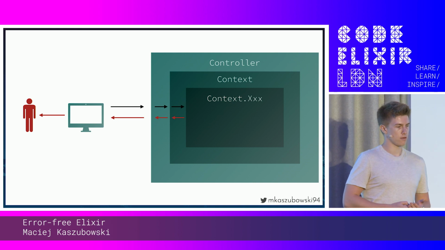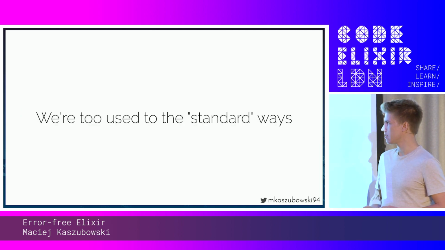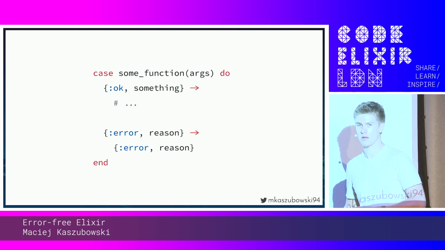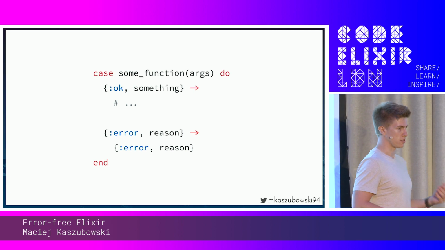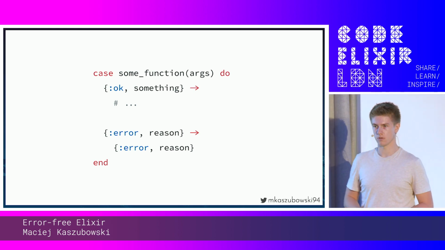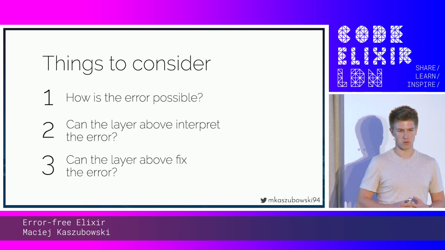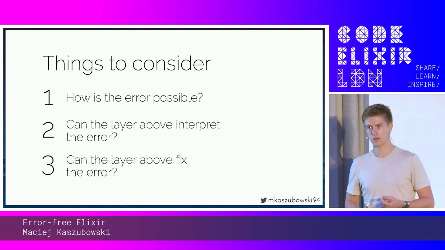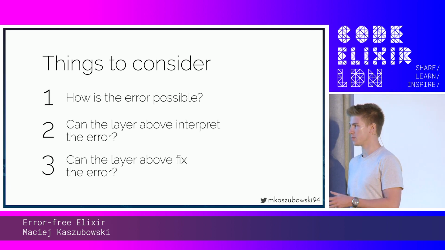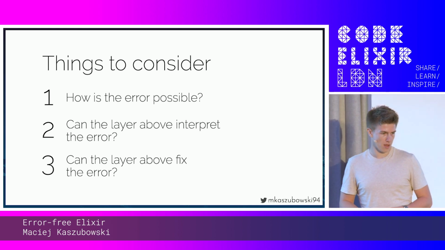But we are too used to these ways. We are too used to writing code that uses case statements and pattern matching to match on errors and return them back. We don't think about errors in a way that we should. We don't think about how this error is even possible. We don't think about whether the error is something that some other part of the code can understand, interpret, and fix, or whether the users can fix the error.